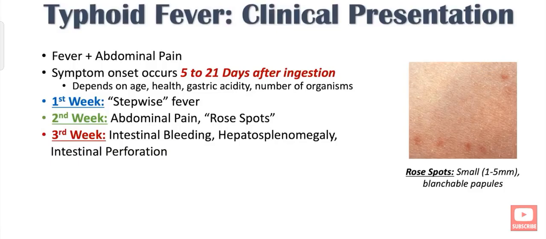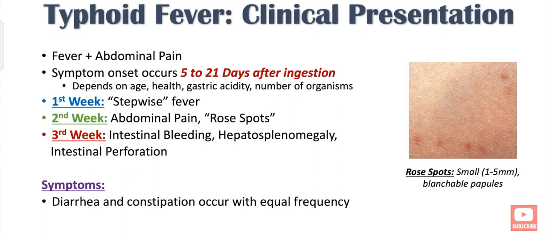Within the submucosa may actually cause an intestinal perforation. Other symptoms of typhoid fever are due to the GI system being affected, so you can see diarrhea or constipation. These seem to occur with equal frequency, so about 50% of the time you'll have diarrhea with typhoid fever, the other 50% of the time you'll have constipation.